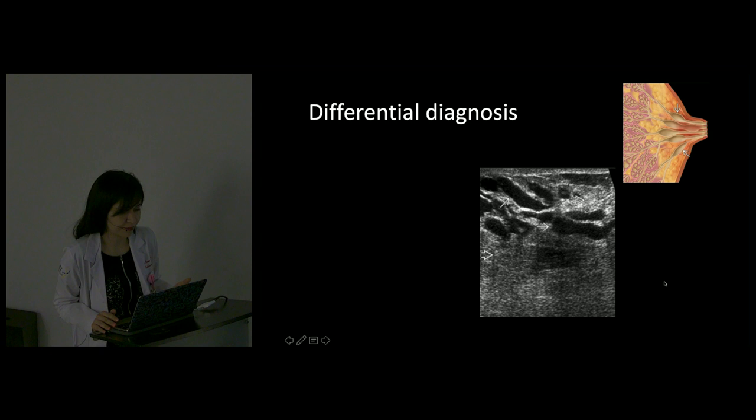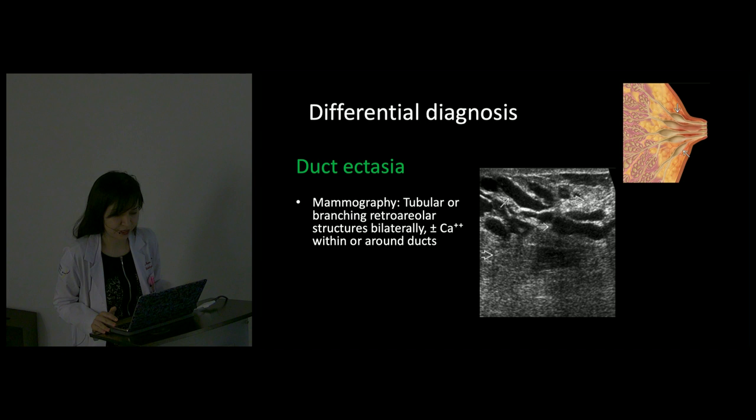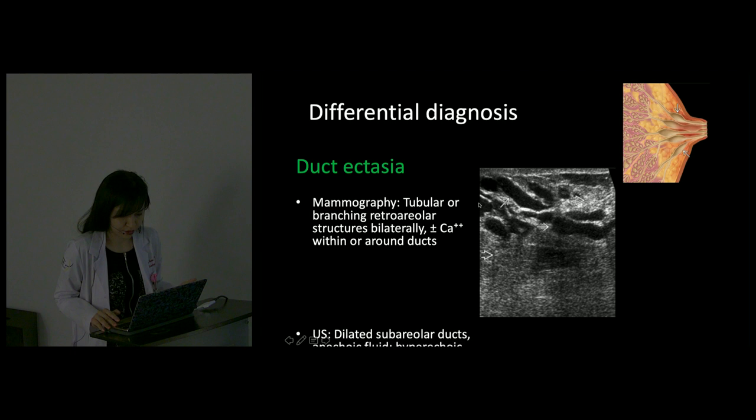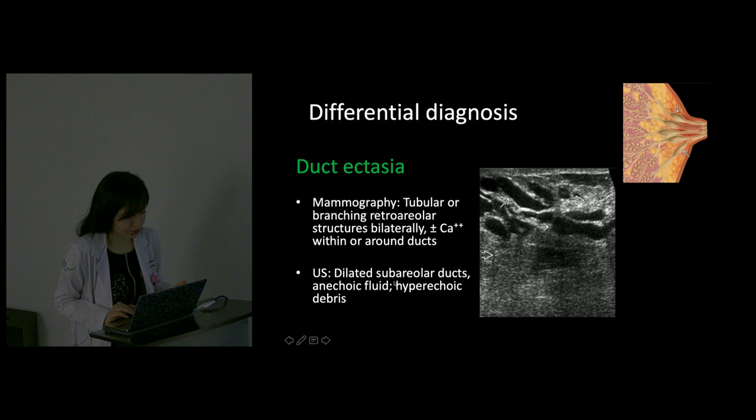Another differential diagnosis is duct ectasia. In the mammography findings, we can see calcifications around the ducts, and in the ultrasound, dilated subareolar ducts and anechoic fluid, hyperechoic debris.